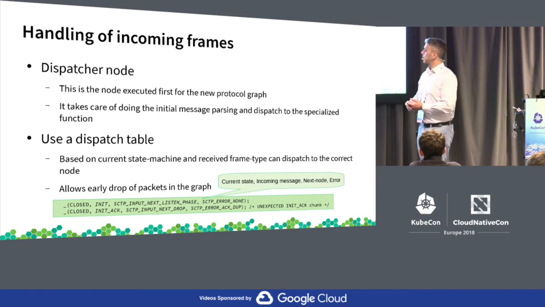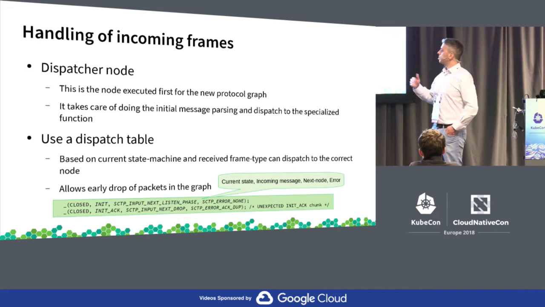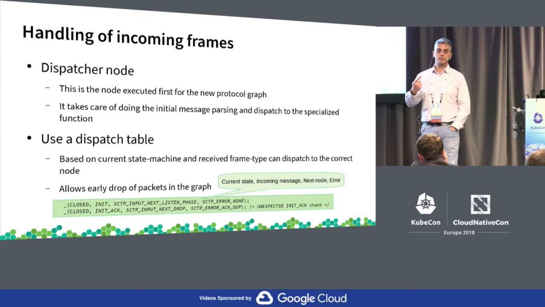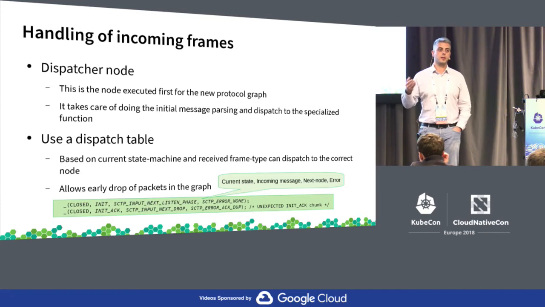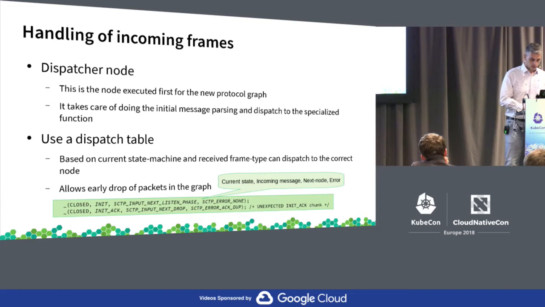And in fact, the dispatch node is being called with a dispatch table, which takes four arguments. The first one identifies the state that the state machine is in. The second one is the message being received. The third one is the next node that we want to execute. And the fourth one identifies potentially an error in our protocol. So the next slide shows you a little bit of what happens.